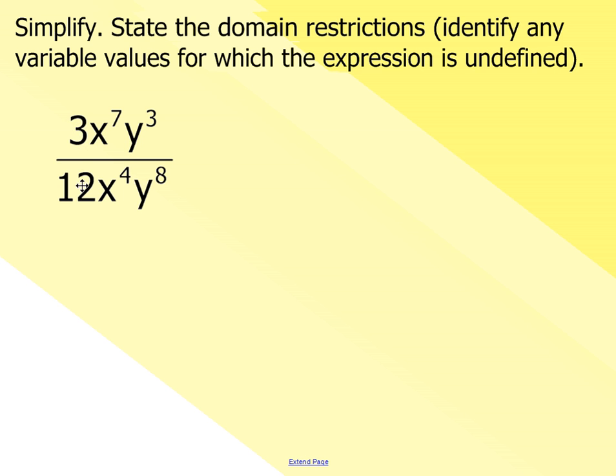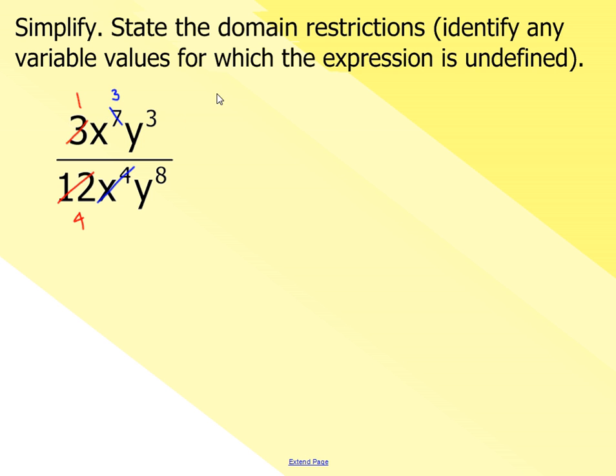So for the 3 and the 12, we're looking for a number that goes into each of them. Since 3 goes into both of these numbers evenly, 3 goes into 3 one time, it goes into 12 4 times. Next we're going to look at the x's. There are 7 x's on top. Remember, x to the 7th is x times x times x times x until you have 7 of them. So there's 7 x's on top, 4 x's on bottom. Since there are less x's on the bottom, I can get rid of all 4 of them as long as I get rid of 4 from the top. So I have 7. I'm getting rid of 4 of them. That means I still have 3 x's on the top.